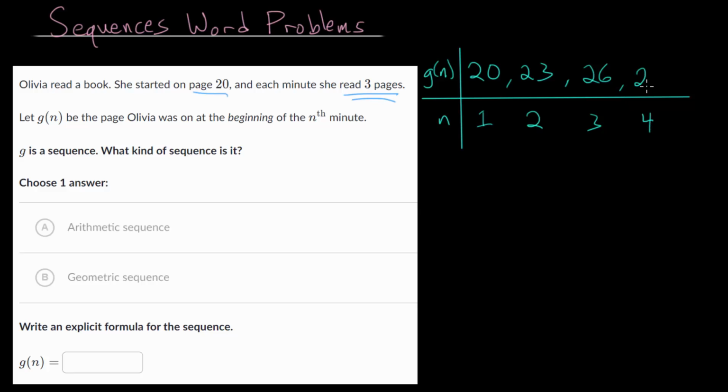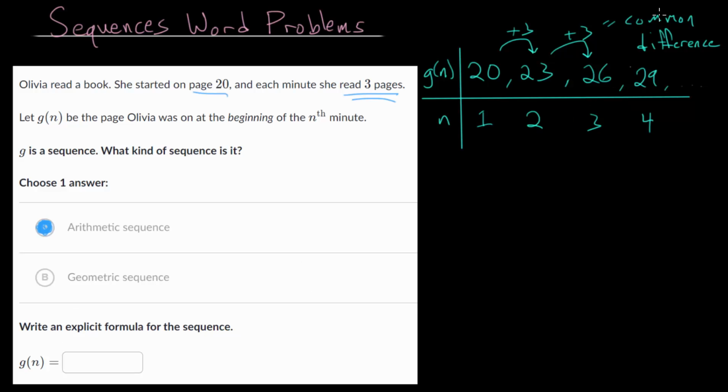This looks to be an arithmetic sequence, since we're adding the same amount every time. We're just adding 3. So remember, this is what we call our common difference. And since this is additive, like I mentioned, we know this is arithmetic. Now we just need to come up with an explicit formula. And remember, explicit formulas are useful for finding any specific term in the sequence.